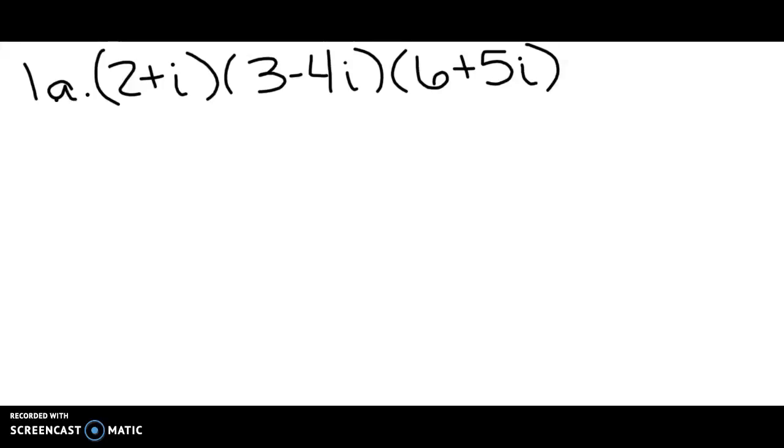Okay, good morning. I'm going to go over the test as a video so that if you missed anything, you can go over it. You can get the explanation again and again if you need it. So the very first problem said multiply the complex numbers.